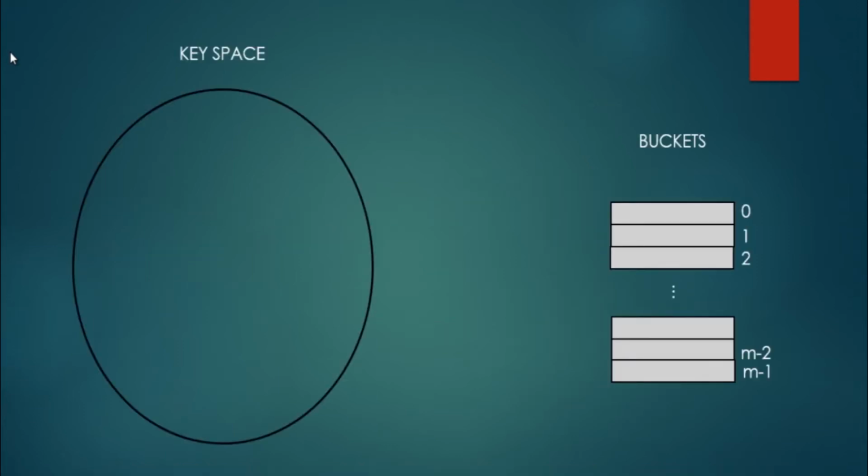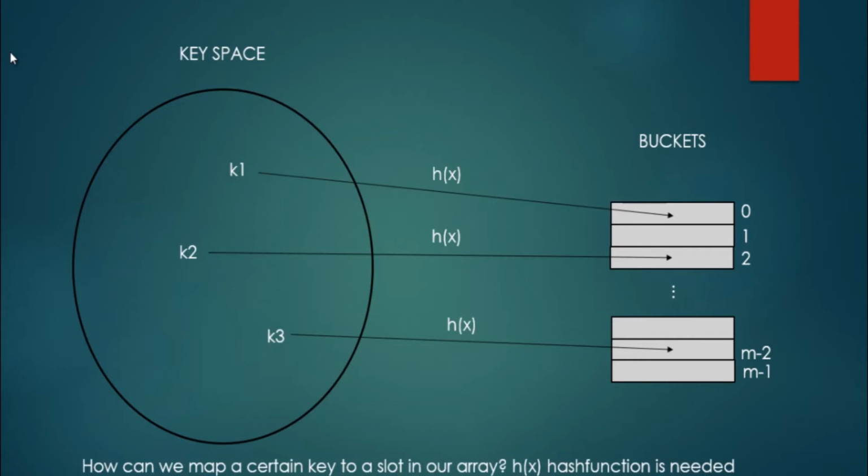We have the key space, we have the buckets, so our array, and we have, for example, several keys, k1, k2, k3, and we try to find for each of these keys a given index and a given slot in our array. That's the main point of hashing and hash tables. So how can we map a certain key to a slot in our array?